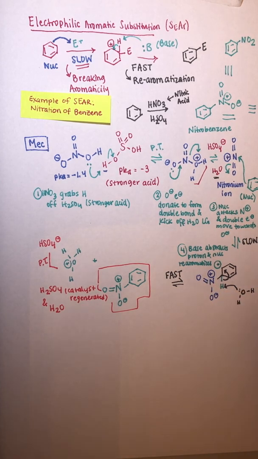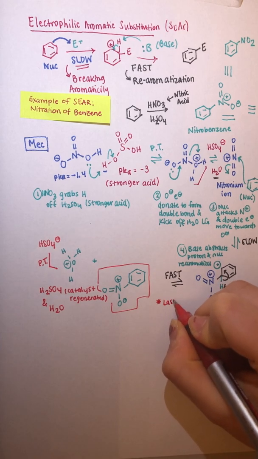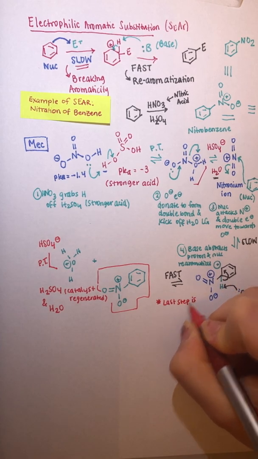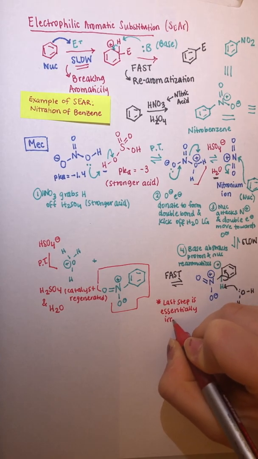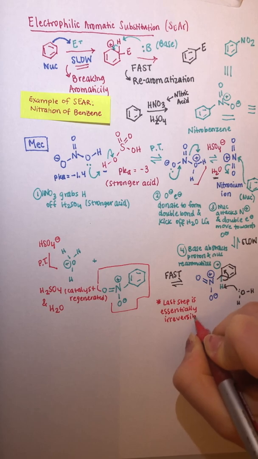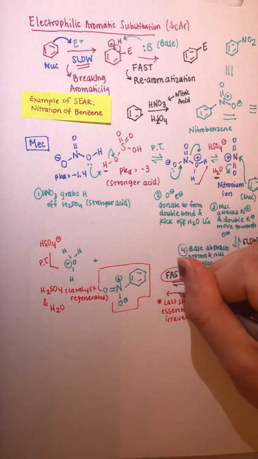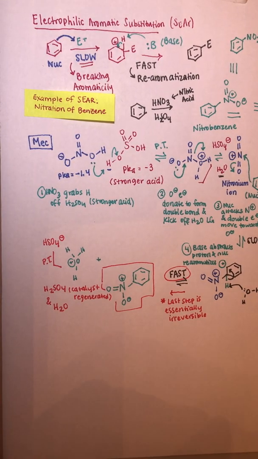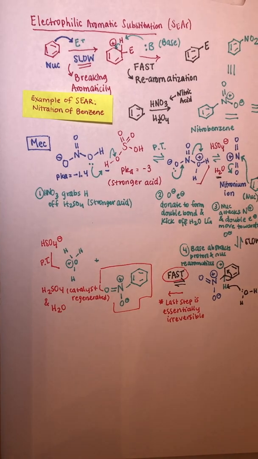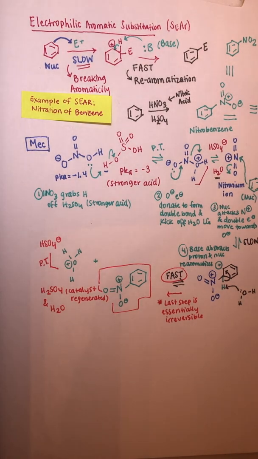So, and then also there's one note where you should probably know that this last step is essentially irreversible, because of how fast it is. Okay, so basically you could draw it like this for this arrow. Okay, and that's an example of electrophilic aromatic substitution. So in the next part of this video, I'll show you how this differs from nucleophilic aromatic substitution. So go ahead and click ahead to the next video.